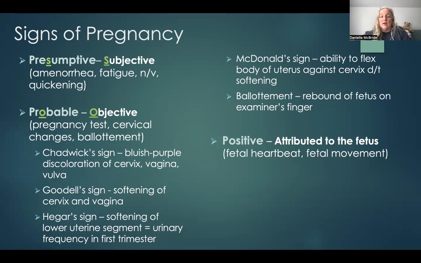These are either softening of the cervix, of the vagina, of the lower uterine segment. These can be the change in color. So Chadwick sign causes a bluish purple look on the cervix and the vagina and the vulva. And ballottement is when the examiner puts their fingers through the vagina and touches the lower uterine segment and cervix, and they can feel something rebound or bounce away. Okay, these are all signs she's probably pregnant.